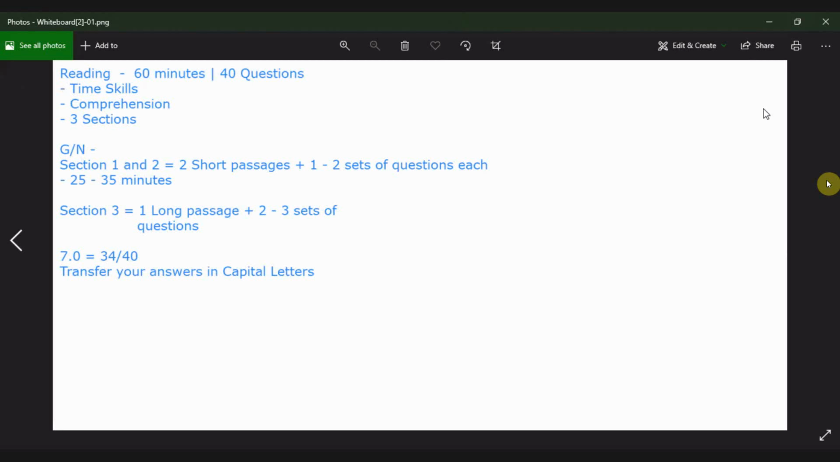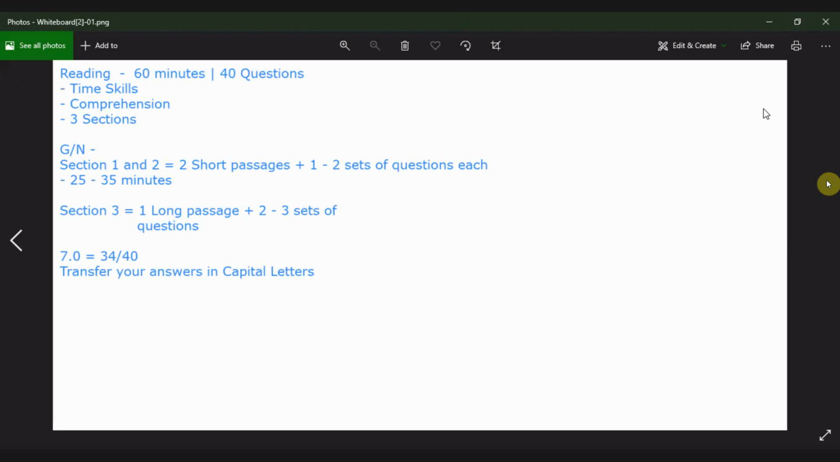Section 3 or part 3, this time, what you're going to expect is one long reading passage. It's talking about marine ecosystems. These reading passages are usually taken from books, articles, and so on. Informative stuff. All right. Now, in section 3, you will be dealing with 2 to 3 sets of questions, right? Okay, so this is for general.